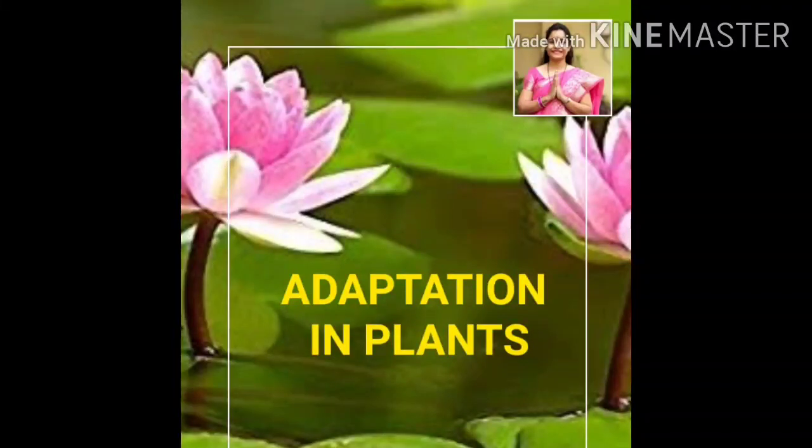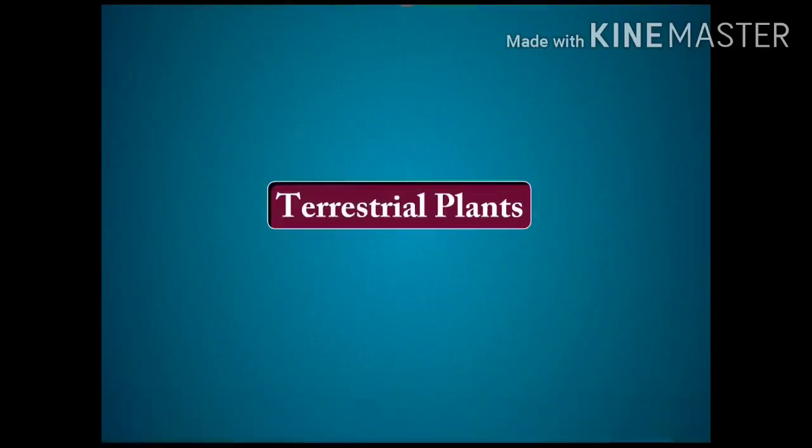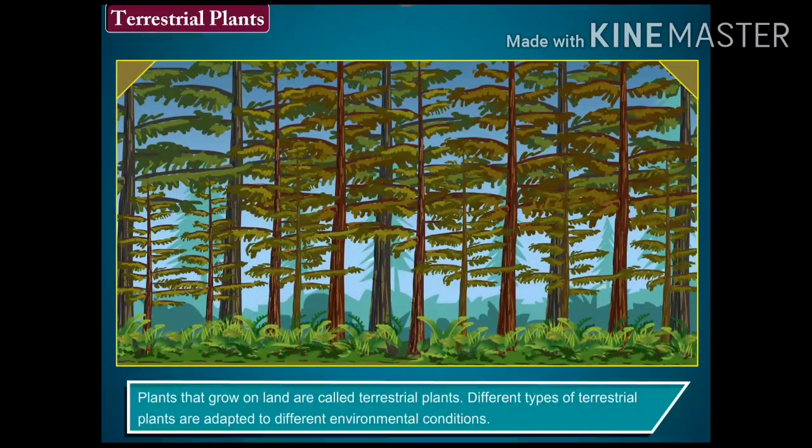Hello children, today we will learn about adaptation in plants. According to their habitat, plants are of two types, terrestrial and aquatic. Terrestrial plants. Plants that grow on land are called terrestrial plants. Different types of terrestrial plants are adapted to different environmental conditions.